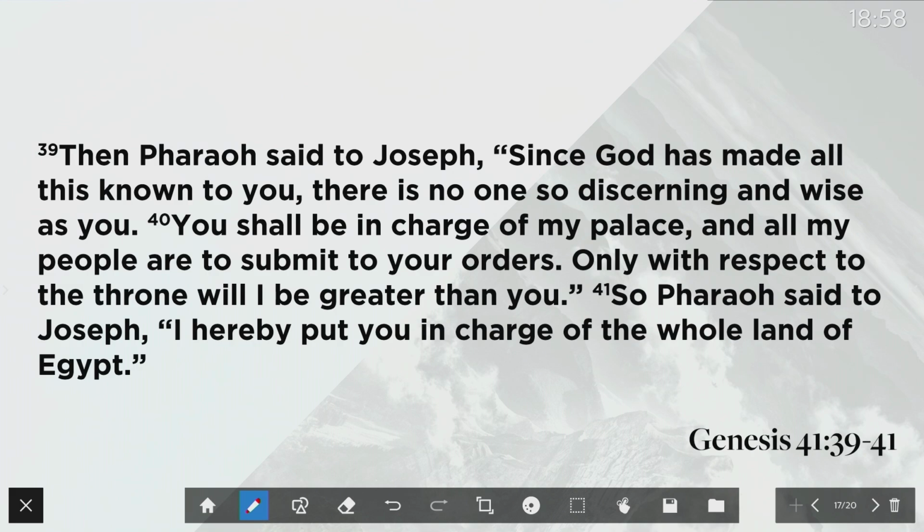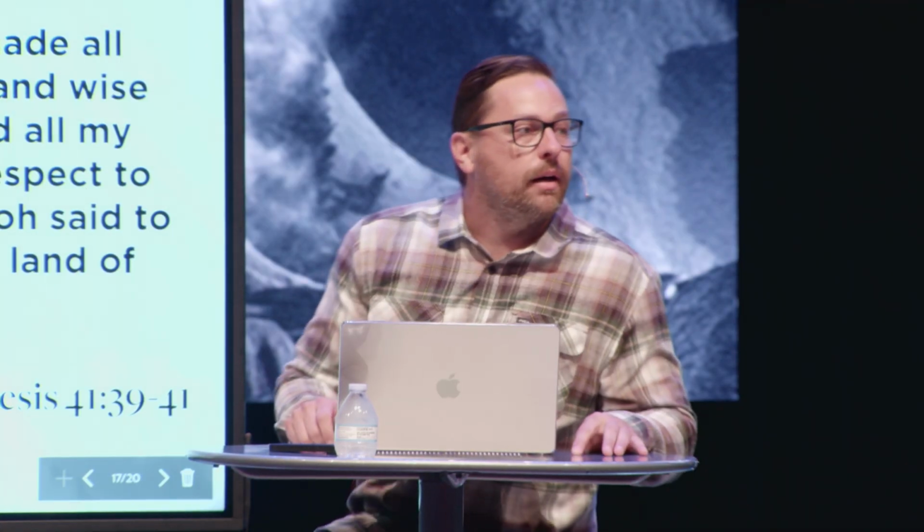And so Pharaoh says, since God has made all this known to you, there's no one so discerning and wise as you. You shall be in charge of my palace, and all my people are to submit to your orders. Only with respect to the throne will I be greater than you. So Pharaoh said to Joseph, I hereby put you in charge of the whole land of Egypt. Wow, now that's quite a day right there.